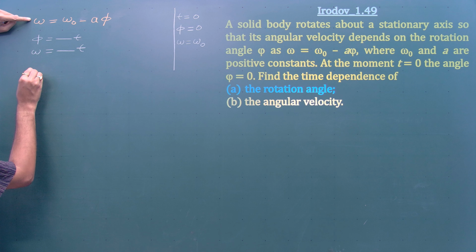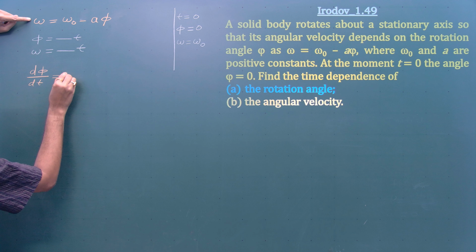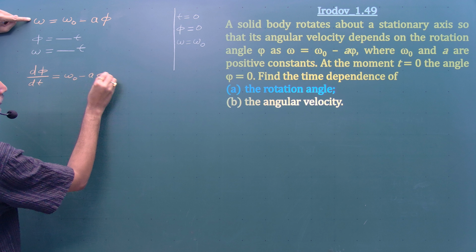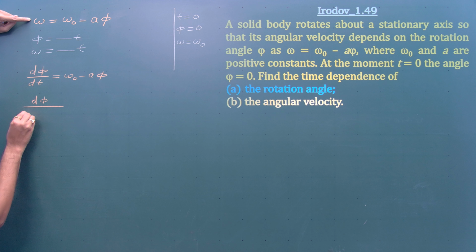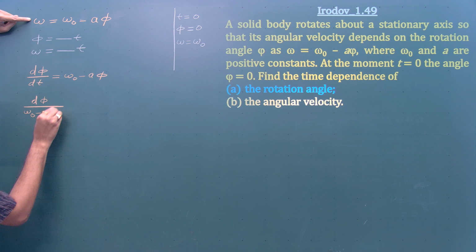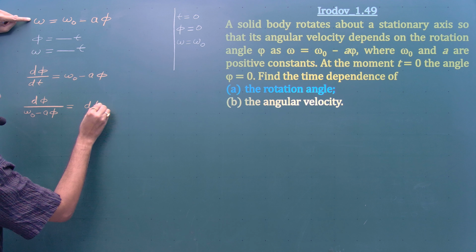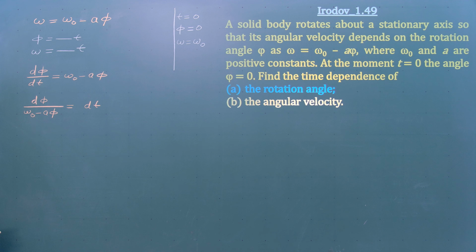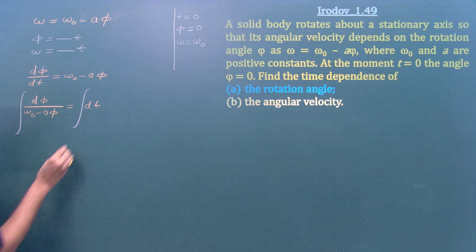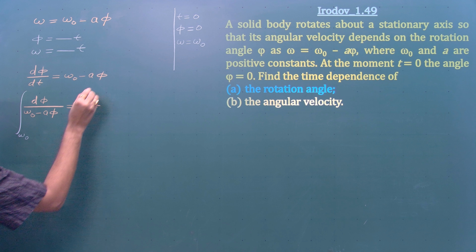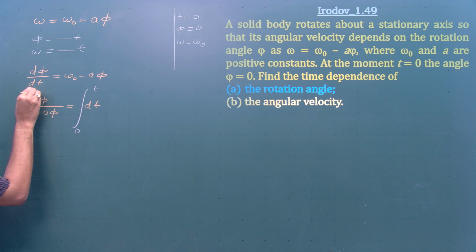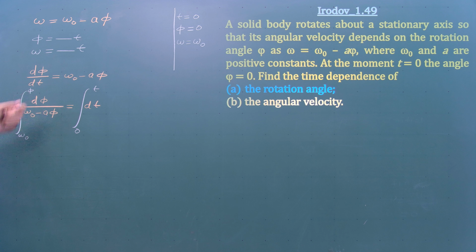The definition of omega is d phi by dt, and it should be equal to omega naught minus a into phi. Now, d phi divided by omega naught minus a into phi should be equal to dt. Simply integrate these two parts. The integration starts from time t equal to 0, where the angle is 0, and at a random time t the angle is phi.